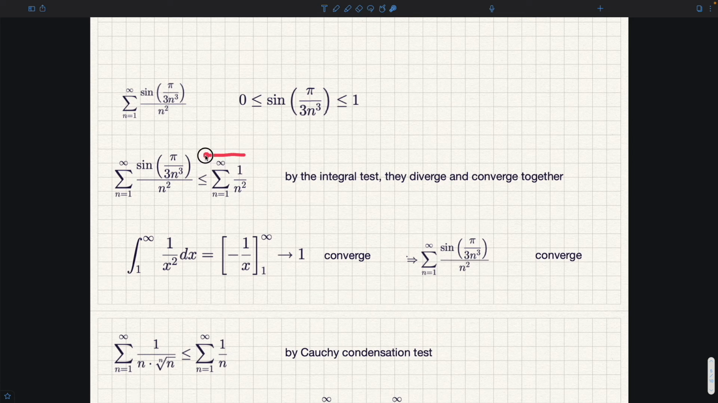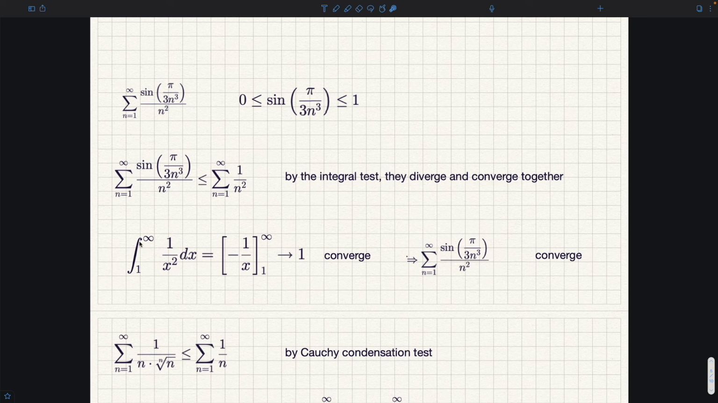So first of all, we already know that this converges, so we know that if we decrease it, it will also converge. But now we're going to show this by the integral test, which states that both the series and the integral converge or diverge together.